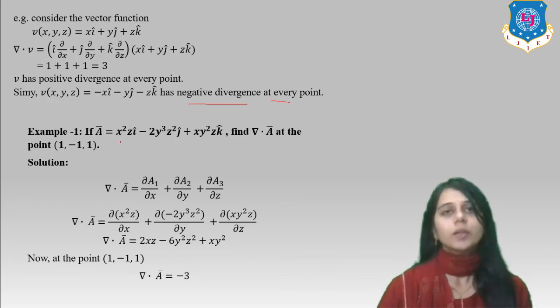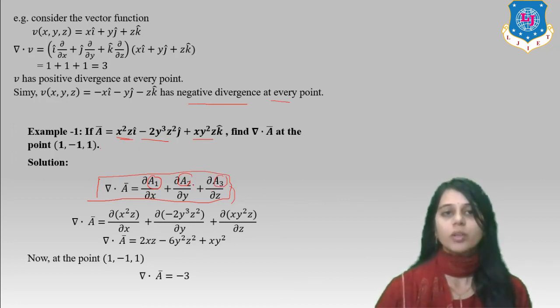Now we are taking an example. A bar equal to x square z i caret minus 2y cube z square j caret plus x y square z k caret. Find nabla dot A bar at the point (1, -1, 1). First of all, we find nabla dot A bar. The formula is del A1 by del x plus del A2 by del y plus del A3 by del z. What is our A1? A1 is x square z. A2 is minus 2y cube z square. A3 is x y square z.